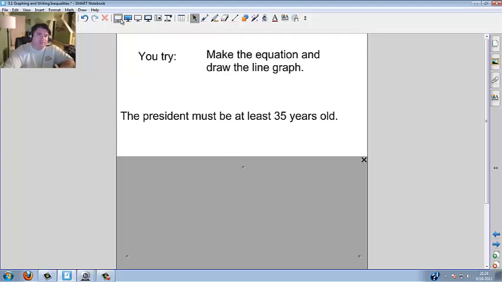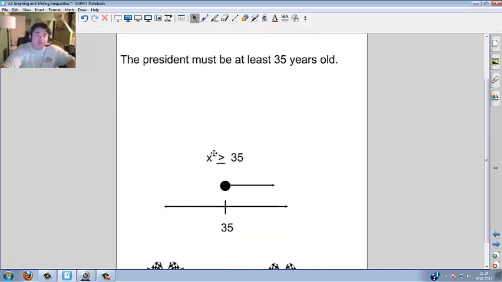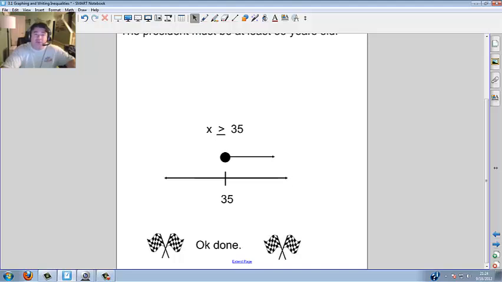Okay, let's take a look at what you did. I have here x is greater than or equal to 35 because you can be 35 or greater. As a president, if you're 35 or more, you can be president. So 35, my action line, and you're going greater than. And that's really all we need for now.